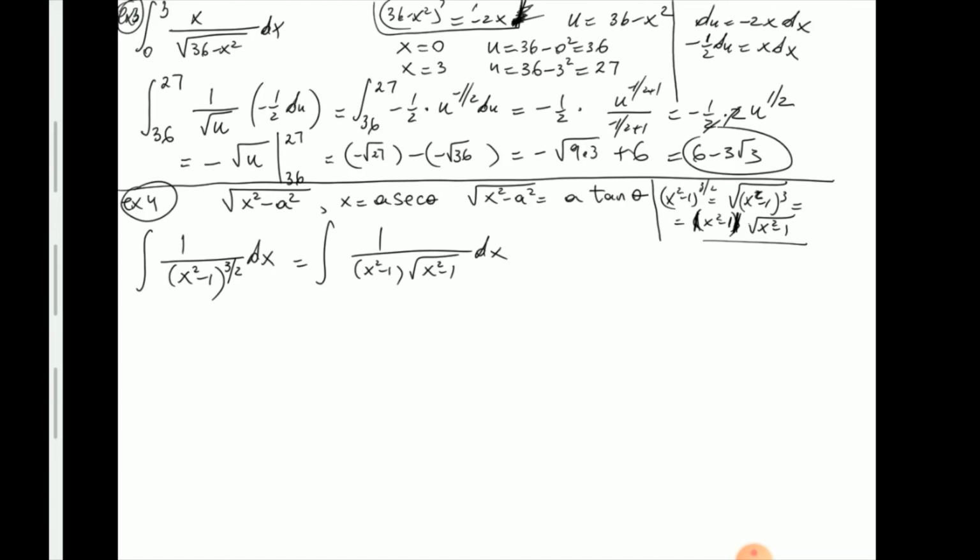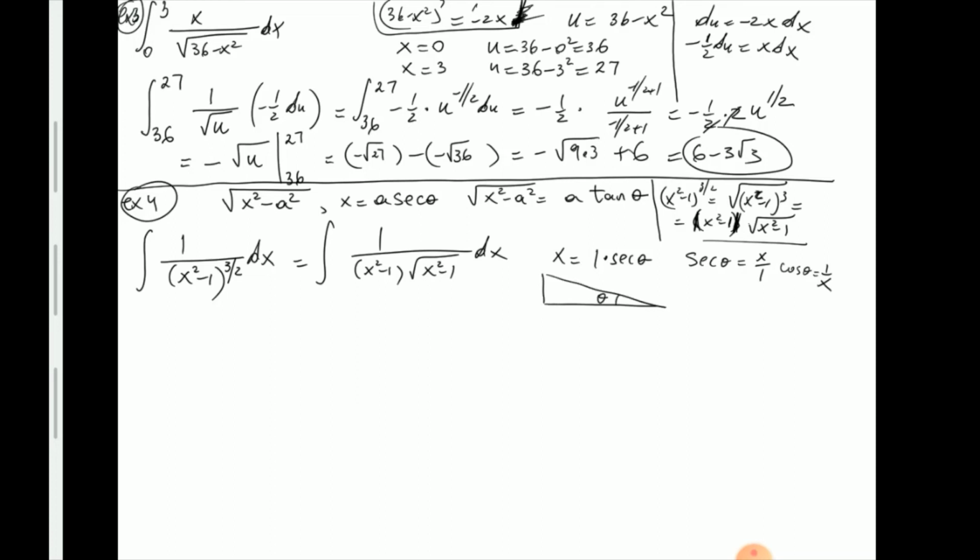So anyway, the substitution is going to be a secant theta. That means x is equal to 1 times secant theta, because a is 1 in this case. So secant theta is x over 1. Pay attention when you write your triangle. Secant is 1 over cosine, so if secant is x over 1, cosine is 1 over x. When you label that triangle, you have to be very careful to label it correctly.